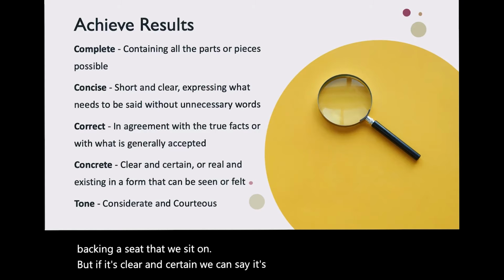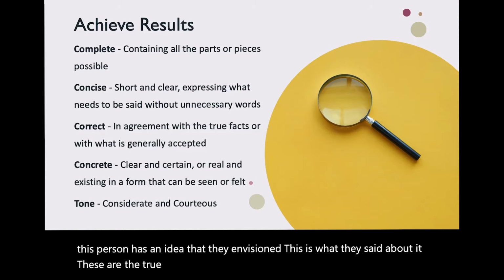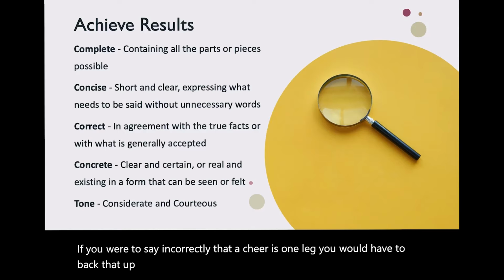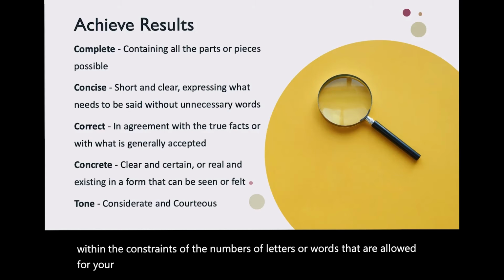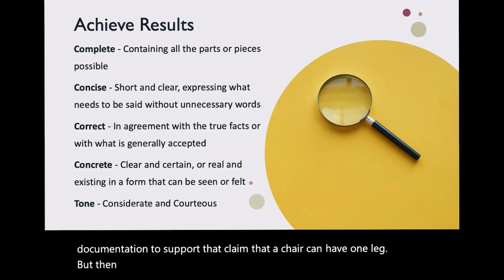Just like we can say, hey, this person has an idea that they envision. This is what they said about it. These are the true facts. And this is what's generally accepted about what a chair is. Now, if you were to say incorrectly that a chair is one leg, you would have to back that up with information. To be concise about that, you want to say it within the constraints of the numbers of letters or words that are allowed for your paper. And complete, meaning that you would provide all the documentation to support that claim that a chair can have one leg. But then finally, the tone is about consideration and also courtesy.